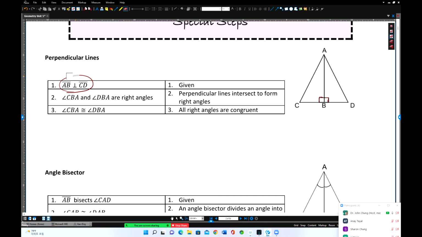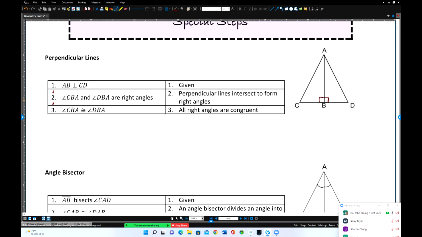If this is given, the next step, don't forget this one. We're going to the next step. You cannot jump 1, 2, 3. Never jump 1, 2, 3. There's always a step. When you have a perpendicular, you have to go through 1, 2, 3 steps.